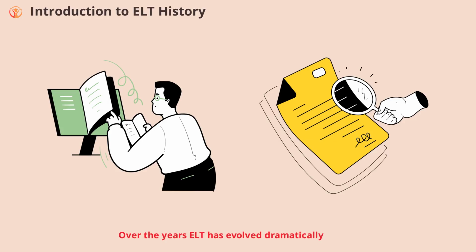Over the years, ELT has evolved dramatically, reflecting not just changes in language, but also in society, technology, and our understanding of how people learn. In this lesson, we'll trace the journey from early, traditional methods to the dynamic, communicative approaches used today. By the end, you'll have a clear picture of how teaching English has transformed, why these changes happened, and what they mean for learners and teachers alike. Let's begin by looking at the earliest approaches and see how they set the stage for everything that followed.